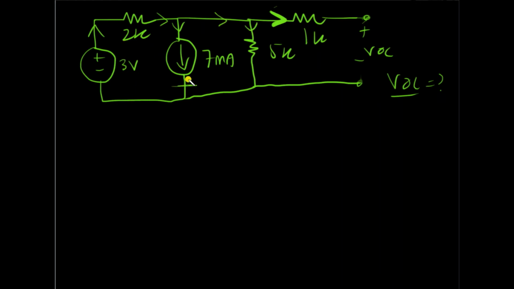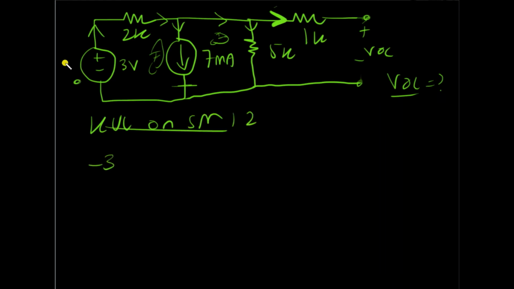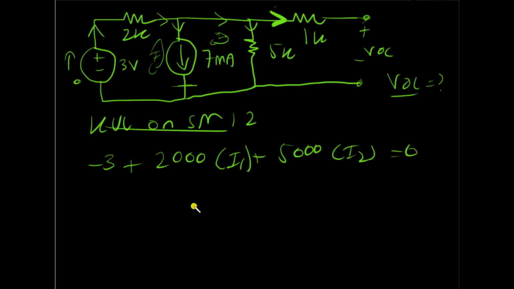I can clearly see that the super mesh would form here. So there's I1 and then there's this I2. So KVL on super mesh 1, 2, that would be -3. I'll start off from this point and go here, plus 2000 I1 because it's 2 kilo ohms, and then I will move here and then plus 5000 I2. This is one equation, and because it's a super mesh, the other equation would be I1 minus I2 is equal to 0.007 amps, 7 milliamps.